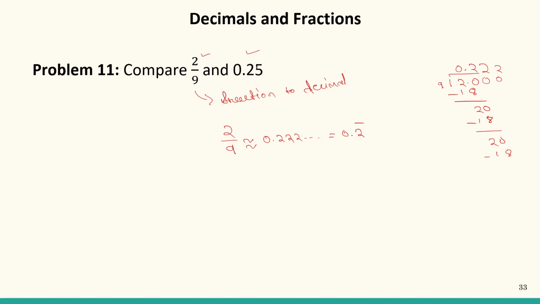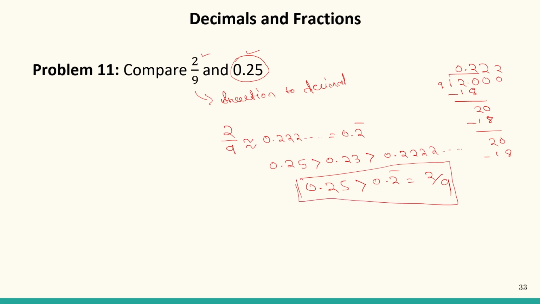And the other decimal is 0.25. So 0.25 is greater than 0.2222 and so on. So we can see here that 0.25 is actually greater than 0.2 bar, that is equal to 2 by 9. So by comparing, what we found out was this one is greater than 2 by 9.